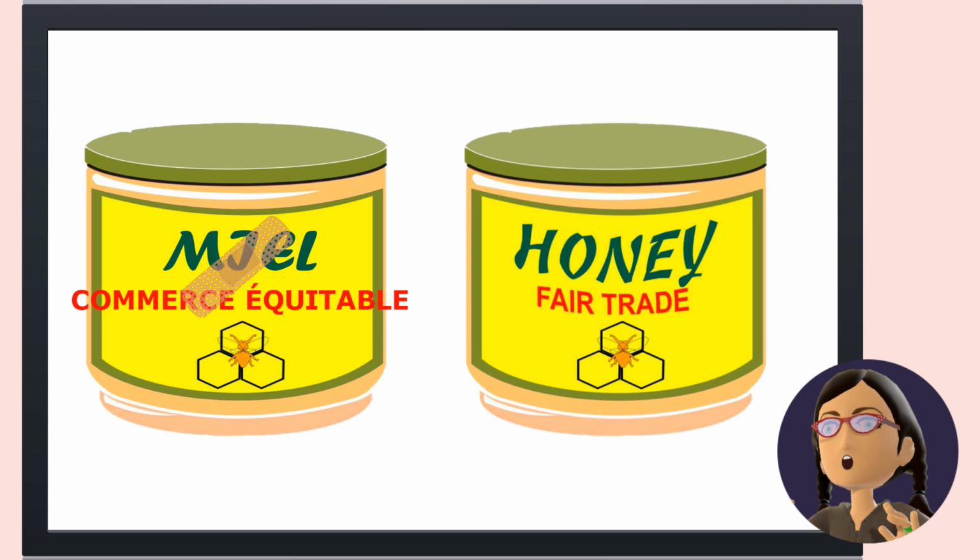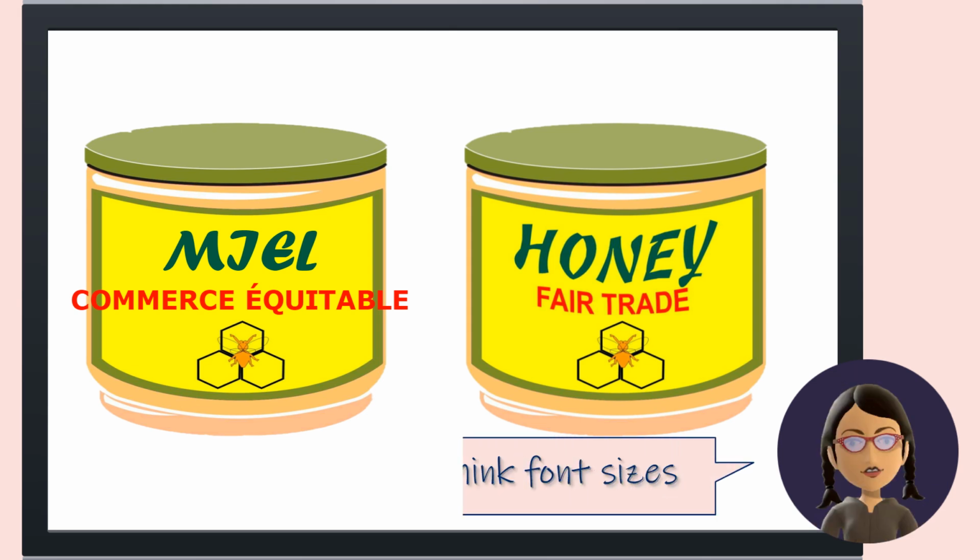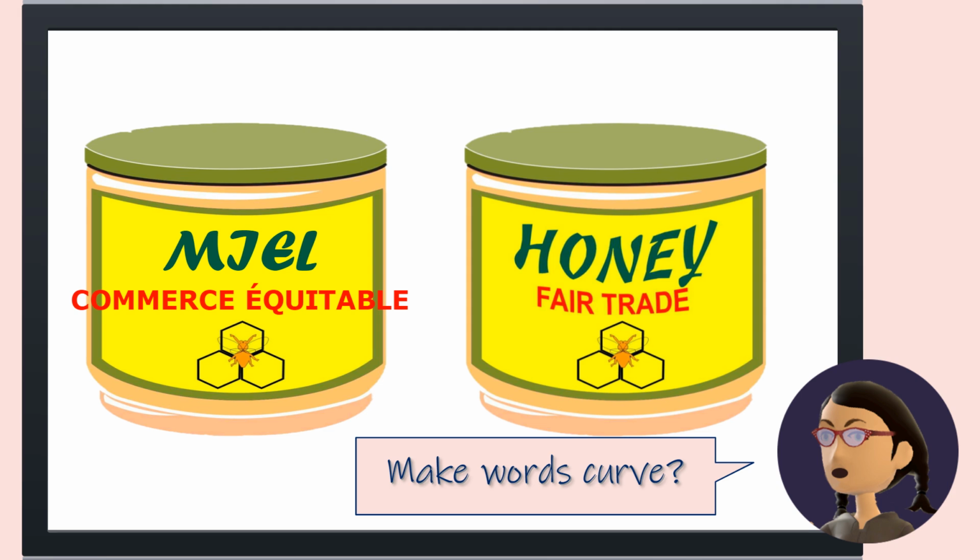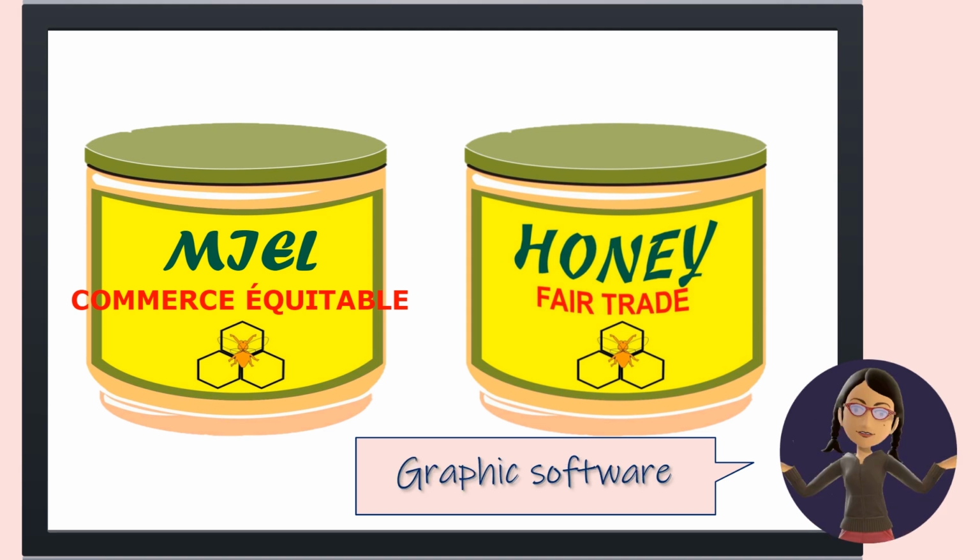Comparing this image to the original image, notice how the words no longer fit nicely when they are translated. This image was not designed for Spanish. Honey in Spanish contains less characters. Fair trade in Spanish expands considerably. You need to rethink the font sizes. Also, in the original image, the words curved with the jar. You can't do this easily in a text box. You need graphic software to reproduce this.